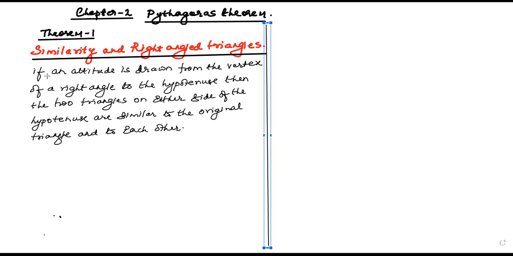See the question, children. Prove that, suppose it comes in the form of a question. Prove that if an altitude is drawn from the vertex of a right angle to the hypotenuse, then the two triangles on either side of the hypotenuse are similar to the original triangle and to each other.